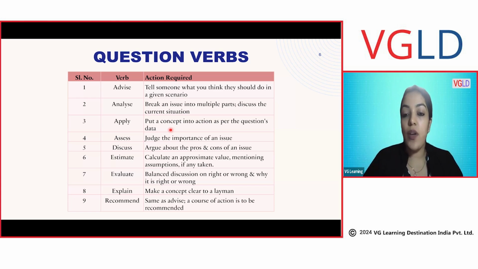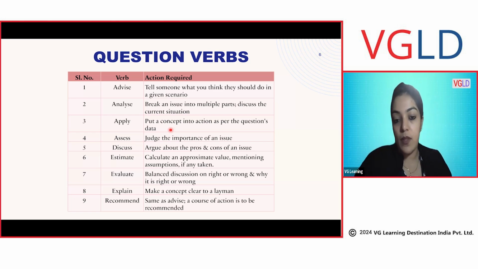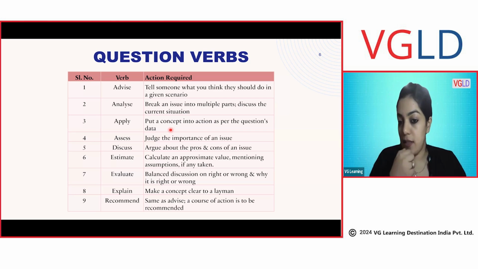If a question asks you to apply a concept to a given question, you do that as it is to score the marks. So put a concept into action as per the question's requirement. Then assess. Judge the importance of an issue. You have to assess that, okay, whether it is an important thing or not.